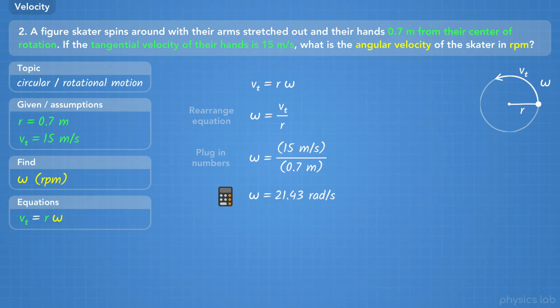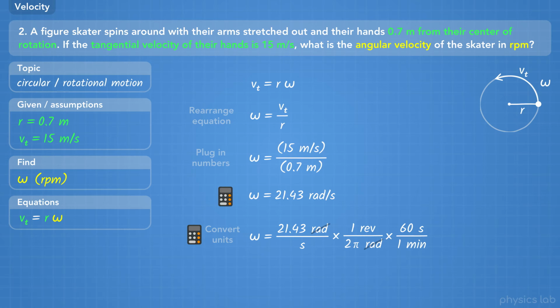Does that answer check out? Actually, the problem is asking for the angular velocity in revolutions per minute, so we need to convert. Starting with 21.43 radians per second, we can multiply by the relationship of 1 revolution per 2 pi radians, so the radians will cancel out. That would give us revolutions per second. Now we multiply by 60 seconds per 1 minute, and the seconds cancel out on the top and bottom. When we multiply these fractions, we're left with 204.6 revolutions per 1 minute. So the angular velocity would be 204.6 RPM. Since the tangential velocity given to us is positive, then our answer for angular velocity should also be positive.